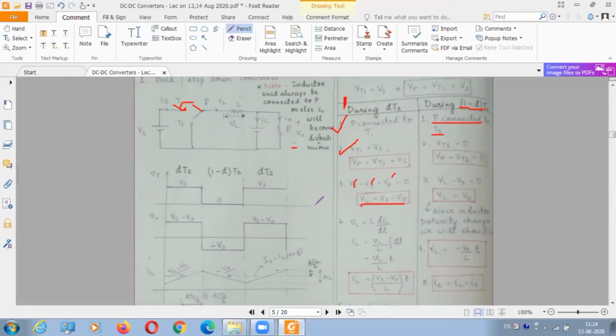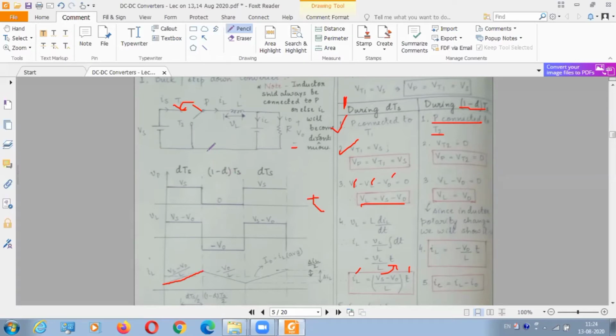Now all these axes over here are time axis. This is T on, this is T off, total is the time period. Can I say IL is a straight line equation, y equal to mx? IL is y, this is my x axis, and this is my slope m. Now Vs minus V0 is positive, so I'll get a positive slope. So IL has a positive slope of Vs minus V0 by L, and I have drawn a positive slope of Vs minus V0 by L.